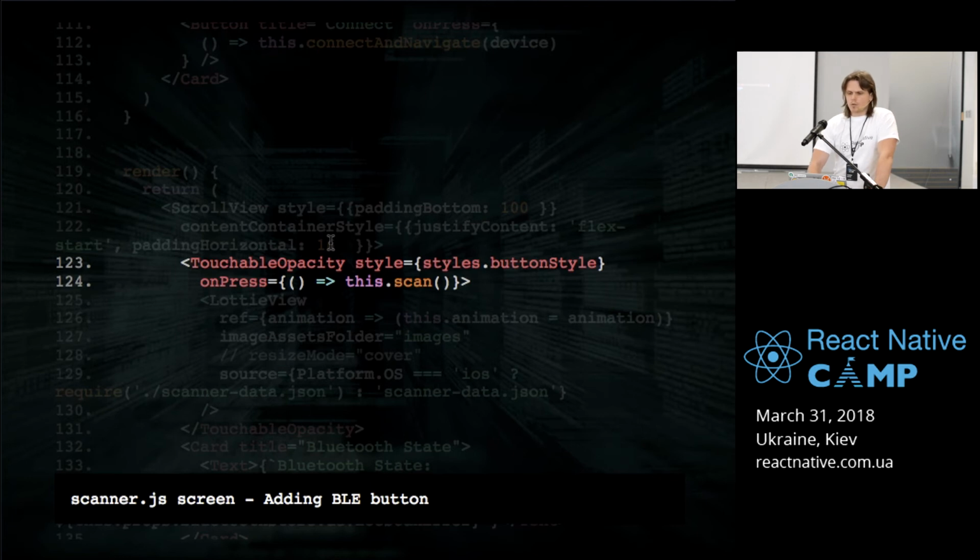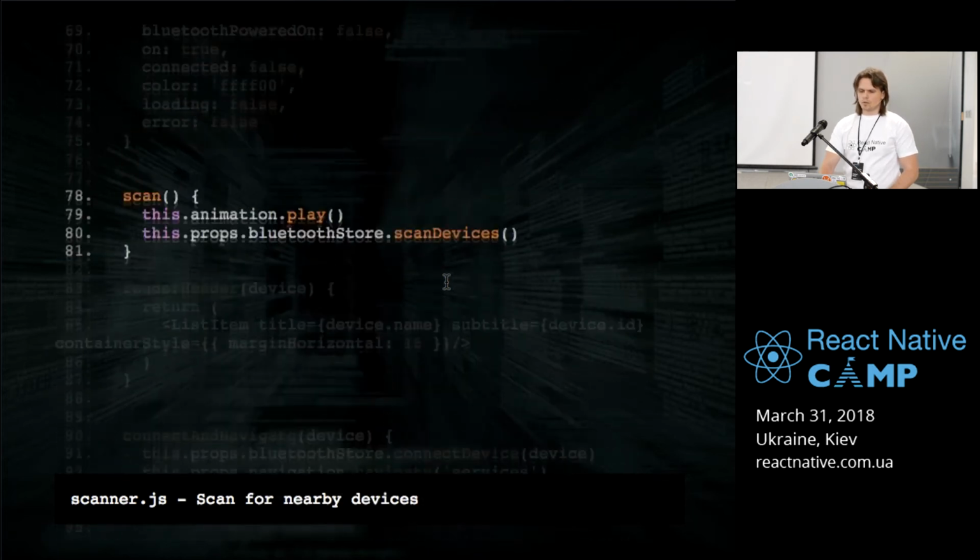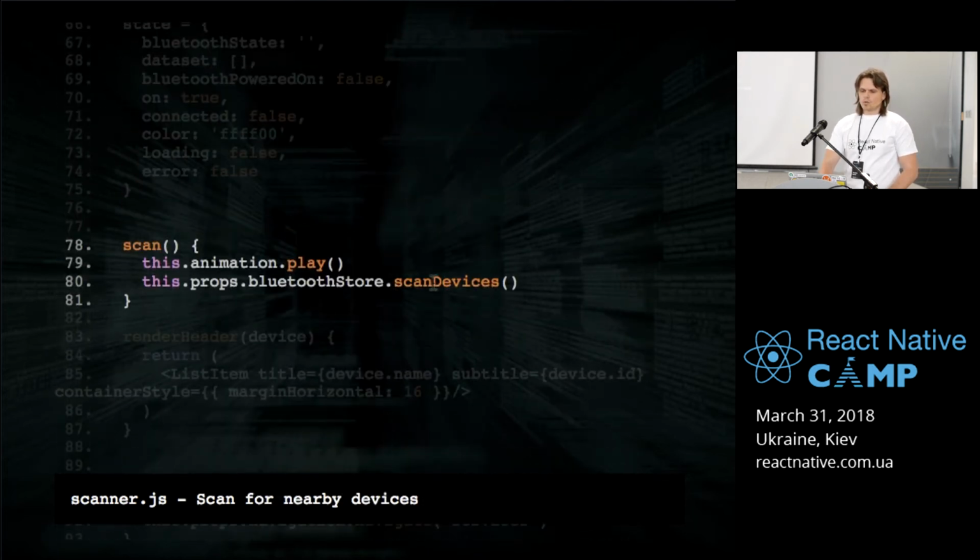Now what we have in the scanner screen is just a button, a touchable opacity button, and we call this scan function. We call scan devices here. This is for playing an animation. You probably haven't seen it because of the connectivity issue. When you click on the button, you get a cool animation around it. I use the Lottie library for these animations.